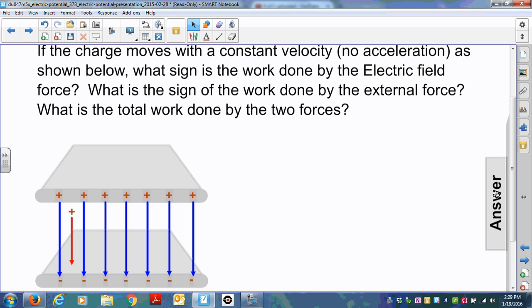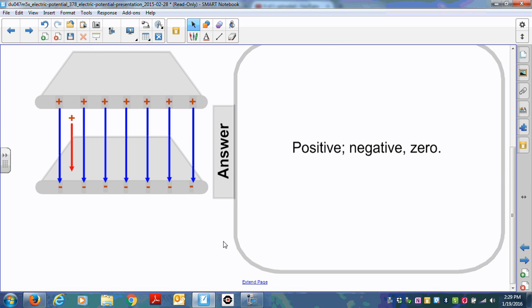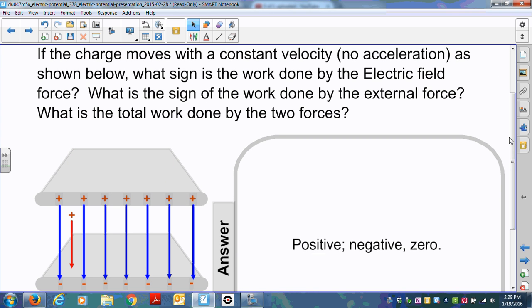Okay, so let's see if you have the answers. The work done by the external force is going to be negative. The work done by the electric field is going to be positive, and the total work done by both forces is going to be 0.